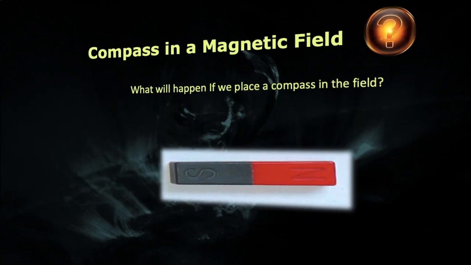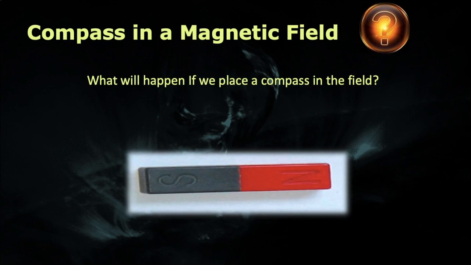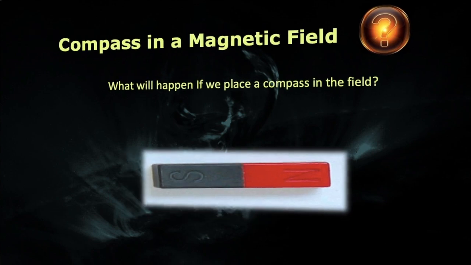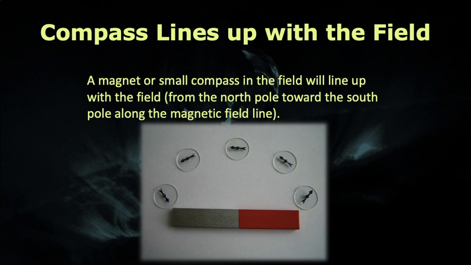Question: what will happen if we place a compass in the field of a magnet? A magnet or small compass in the field will line up with the field. In other words, the compass will point from the North Pole toward the South Pole, in the tangential direction along the magnetic field lines.